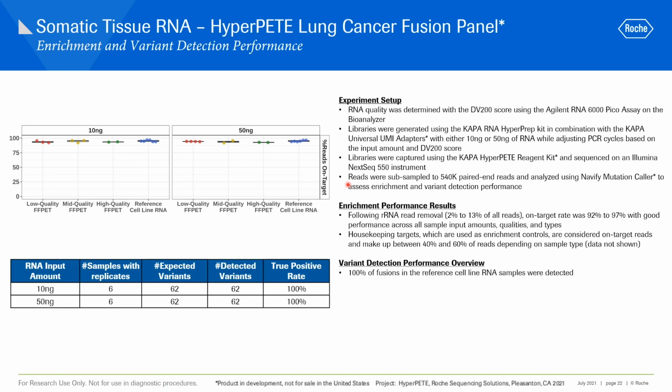And then as far as variant detection performance, 100% of fusions in the reference cell line RNA samples were detected. So both at the 10 nanogram and the 50 nanogram input amounts. One thing that is worth noting is the EGFR Sept14 variant in the Sera-seq fusion RNA mix V4 was manually curated as the fusion caller and Navify mutation caller identified a different EGFR partner that has a homologous sequence to Sept14. So ultimately the enrichment works, we get the correct sequence, the caller just happens to be calling a different homolog.